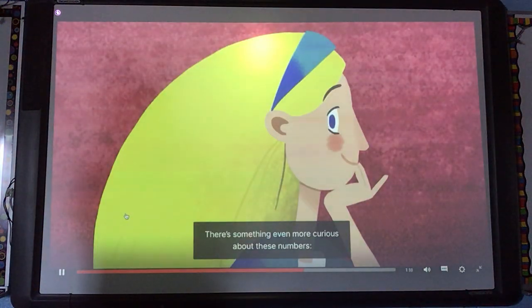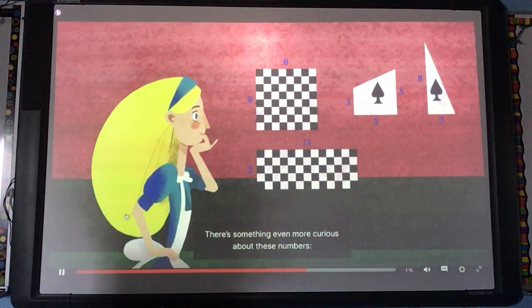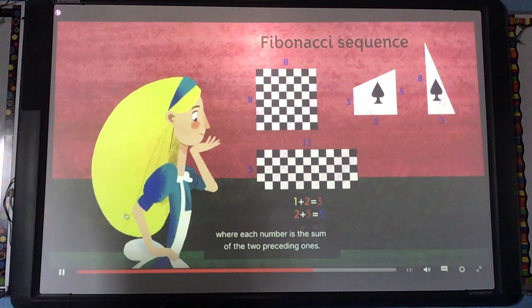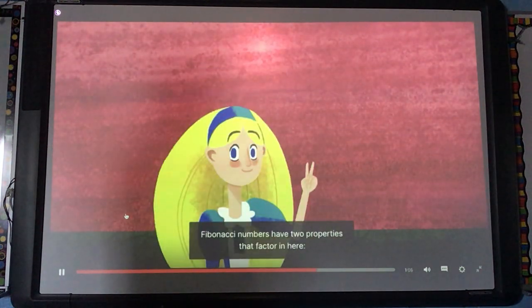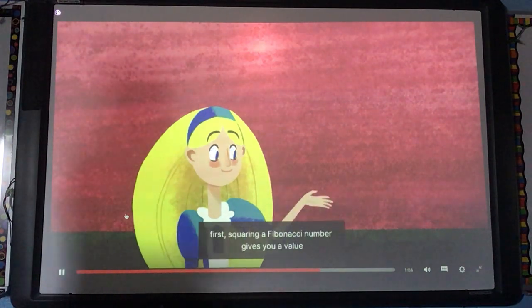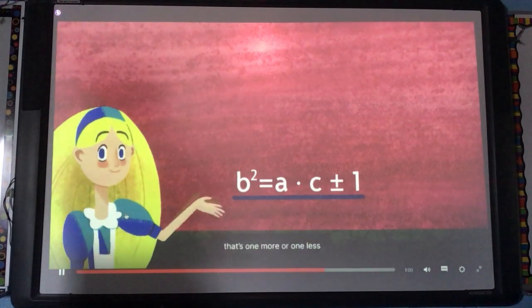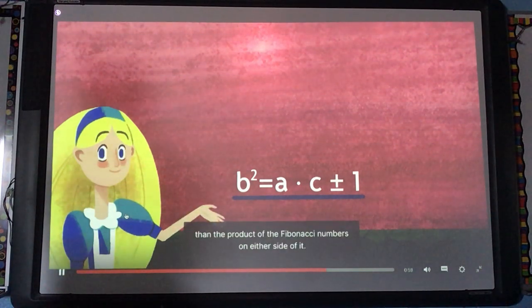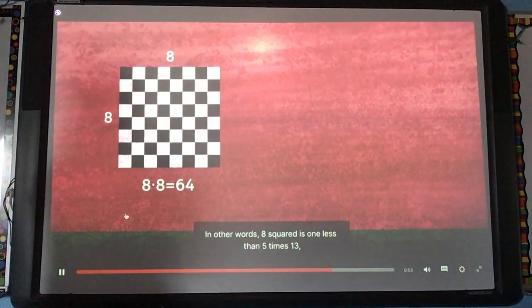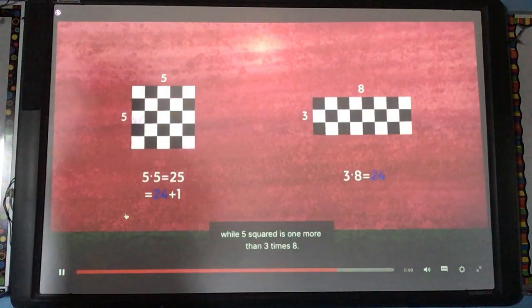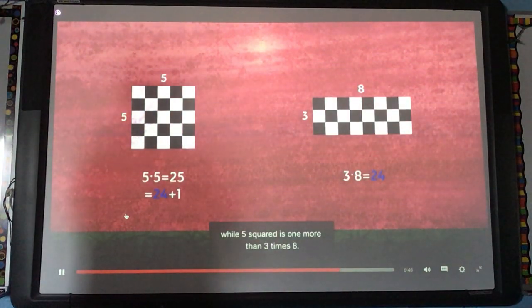There's something even more curious about these numbers. They're all part of the Fibonacci series, where each number is the sum of the two preceding ones. Fibonacci numbers have two properties that factor in here. First, squaring a Fibonacci number gives you a value that's one more or one less than the product of the Fibonacci numbers on either side of it. In other words, 8 squared is 1 less than 5 times 13, while 5 squared is 1 more than 3 times 8.